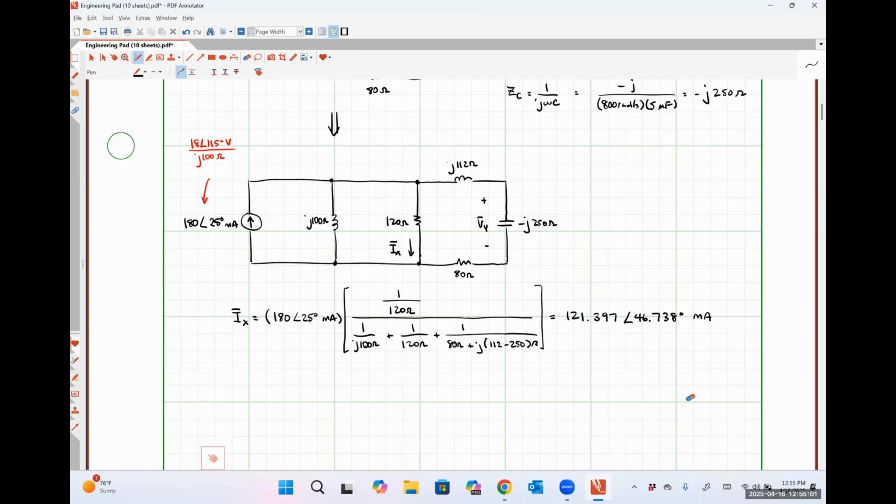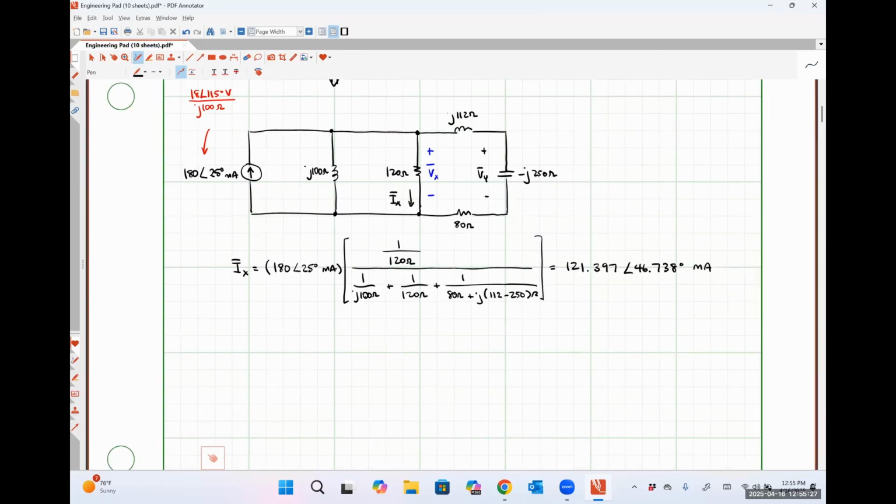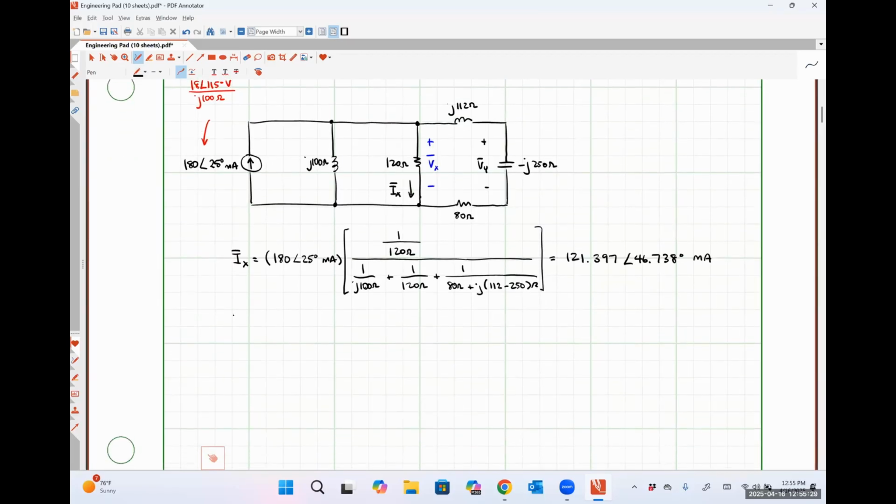So just for the sake of argument, I've shown you a source transformation and current division. I'm going to use Ohm's law to find this voltage Vx, which is just the voltage drop across the 120 ohm resistor. Then I'm going to use that to do voltage division to find Vy, just to make sure you are all familiar with voltage division. Okay.